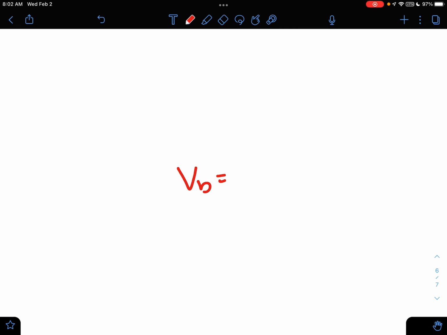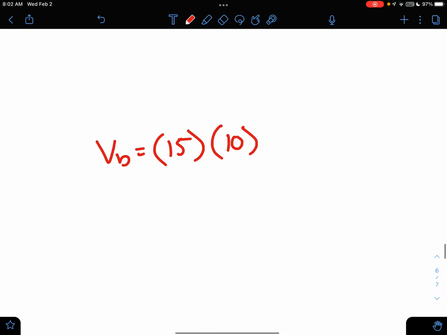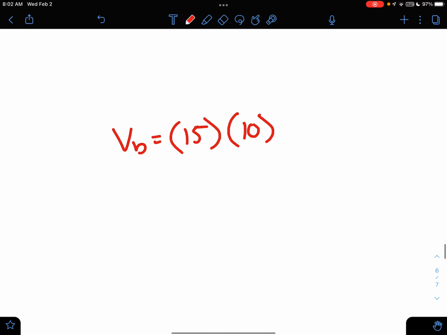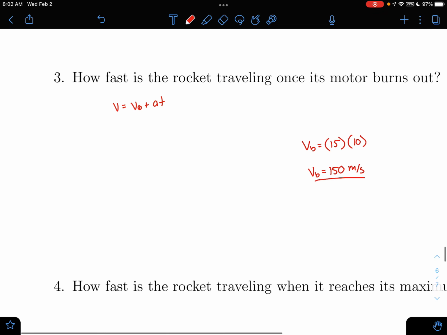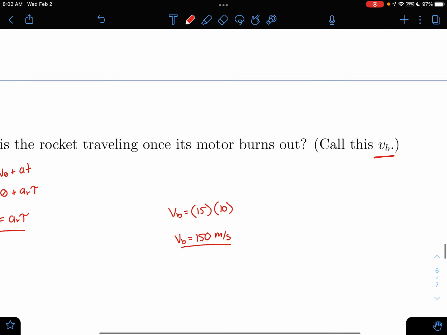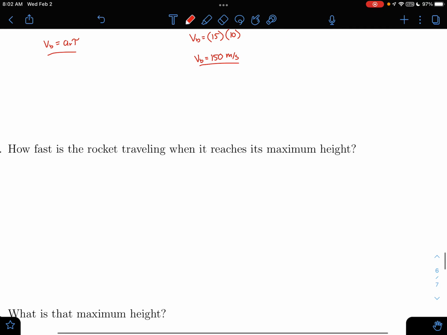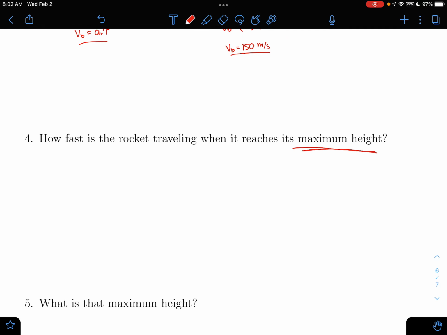Right? Our velocity is our positive 15 meters per second squared times our tau, our 10 seconds, my bad. Right? So here's our VB. It's going to equal 150 meters per second. Wonderful. We have it in terms of variables, and we have it in terms of numbers. Same thing up here. Lovely. We can keep going. How fast is it traveling when it reaches a maximum height?